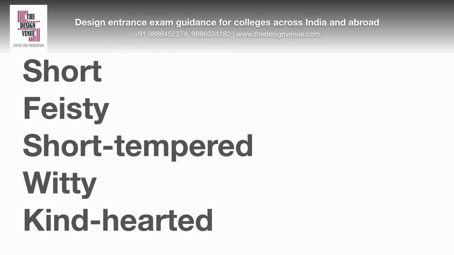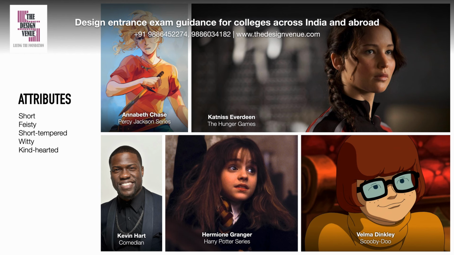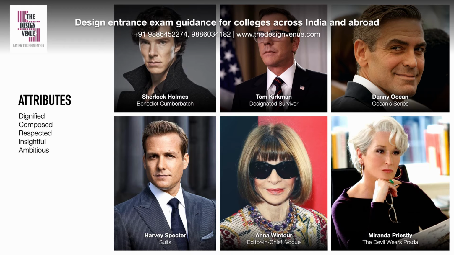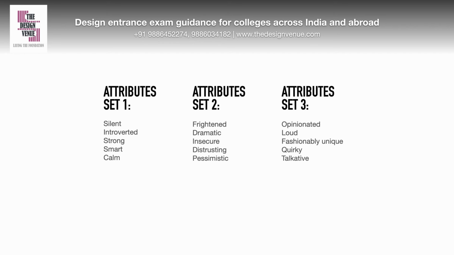Let's have a look at an exercise we could do. So which character comes to your mind when you see these 5 words? Maybe Hermione Granger, Kevin Hart, or Annabeth Chase. Let's look at another example. Now, you can do this exercise on your own by using these 3 sets of attributes.